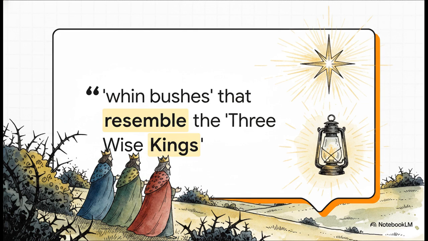For example, local whin bushes are described as resembling the three wise kings making their journey. A mother's ordinary stable lamp, used for milking, is metaphorically linked to the Star of Bethlehem. These subtle allusions do immense heavy lifting. They elevate everyday, rudimentary rural objects into profound, grand symbols of the religious Christmas season. It keeps the focus on the mundane while linking it directly to the divine.